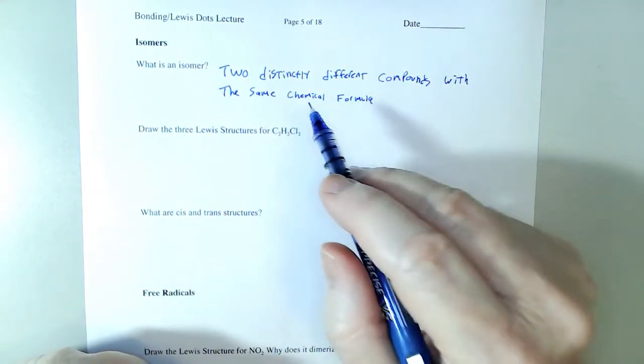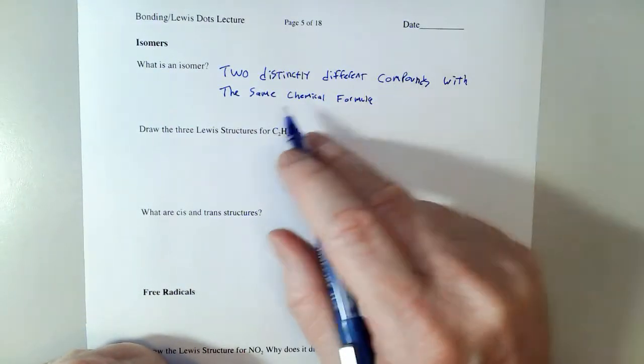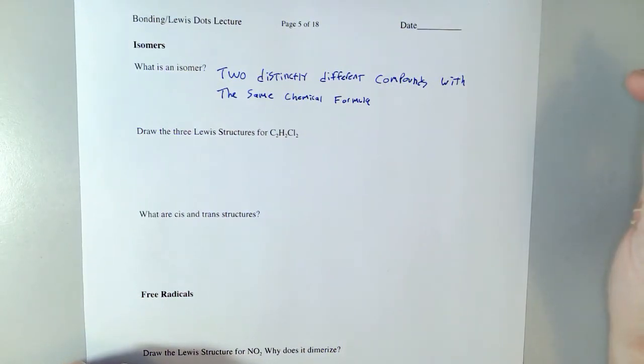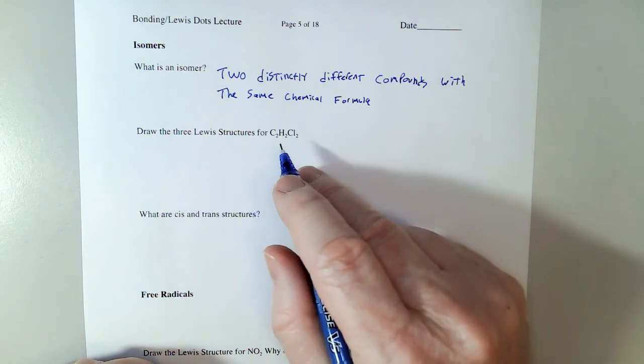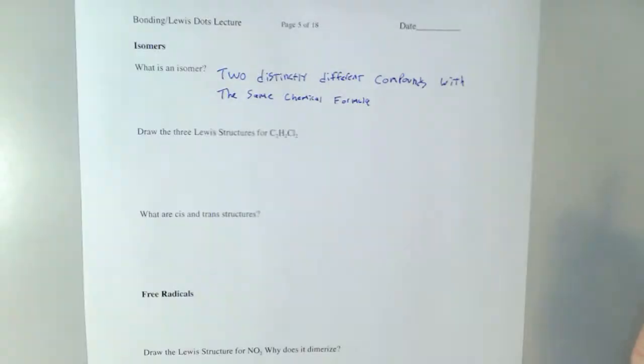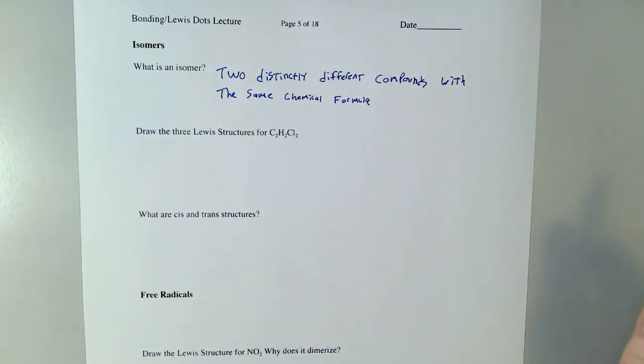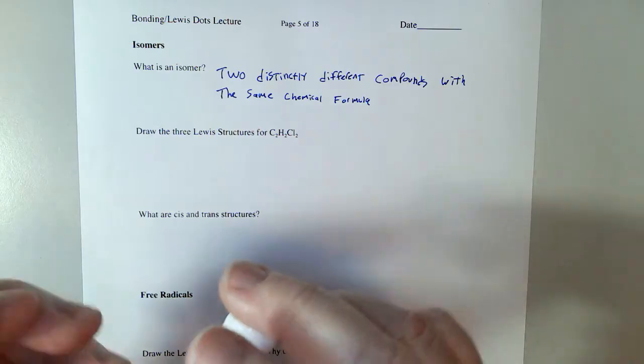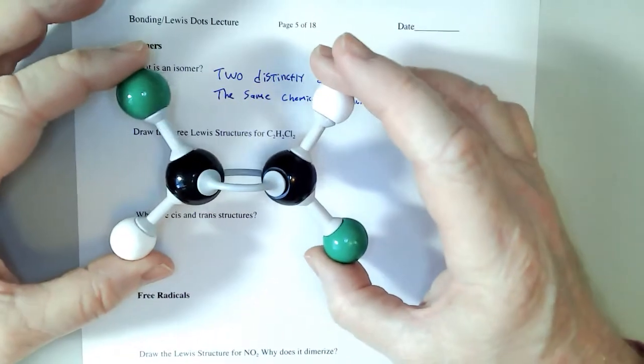Or we could also say two distinctly different structures with the same chemical formula. Now, C2H2Cl2. I think the best way to approach this is actually with models so that you kind of get a feel for what's going on. So here is one possibility for this.